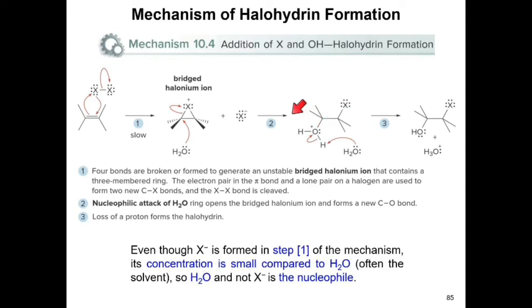And then for the third step here, a water molecule will act as a base, deprotonating this hydrogen that's bonded to this oxygen atom. And so this results in the cleavage of the sigma bond between the hydrogen and the oxygen atom, which again results in the formation of the final product, which is the halohydrin. So the formation of this halohydrin is sort of similar to the halogenation process, in which the halogen and the hydroxy group are in anti-position.